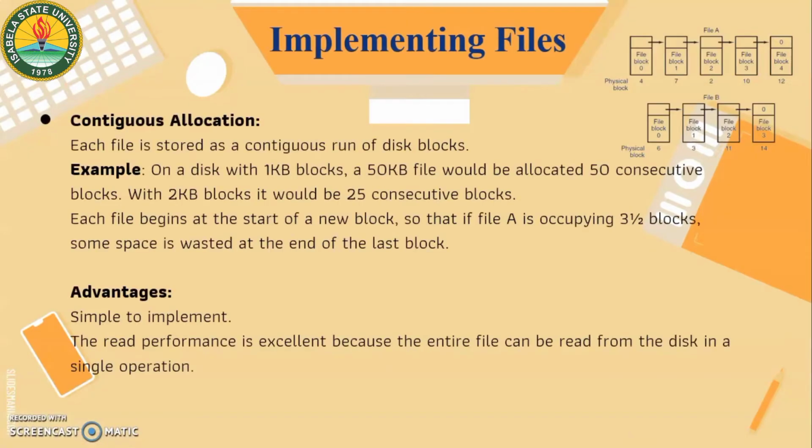Implementing files. Contiguous allocation. Each file is stored as a contiguous run of disk blocks. Example, on a disk with 1 kilobyte blocks, a 50 kilobyte file would be allocated 50 consecutive blocks. With 2 kilobyte blocks, it would be 25 consecutive blocks. Each file begins at the start of a new block, so that if file A is occupying 3½ blocks, some space is wasted at the end of the last block.